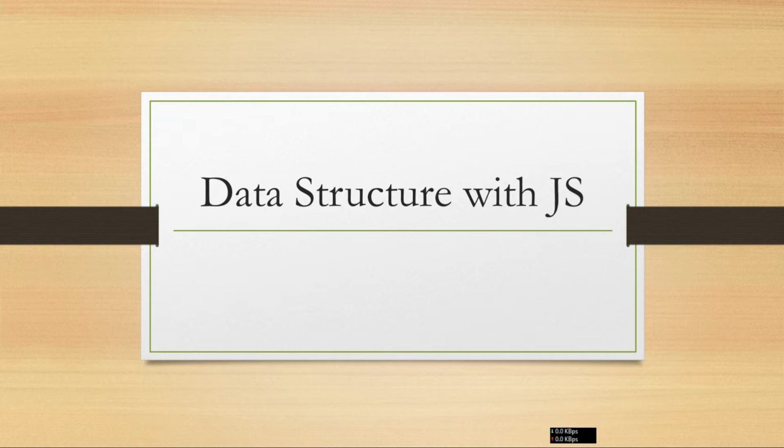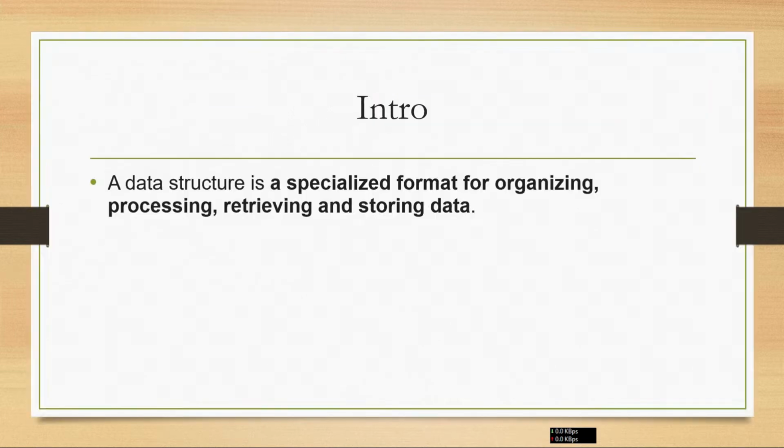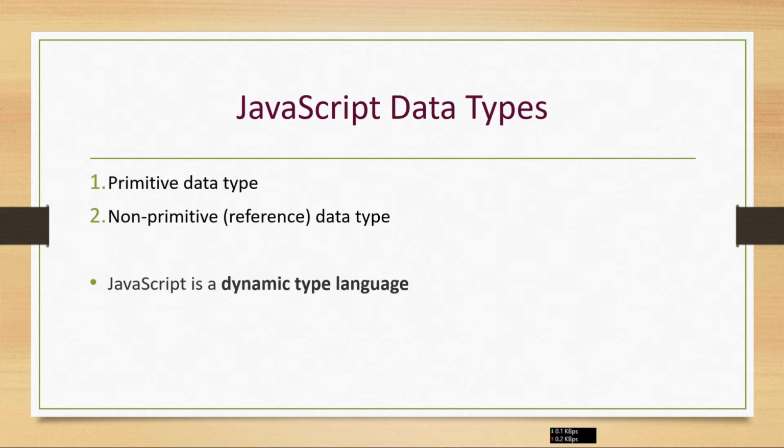So let's read the official definition of data structure. A data structure is a specialized format for organizing, processing, retrieving, and storing data. So in data structure, we need to understand data types, JavaScript data types. There are two kinds of data types available in JavaScript: primitive data types and non-primitive data types.